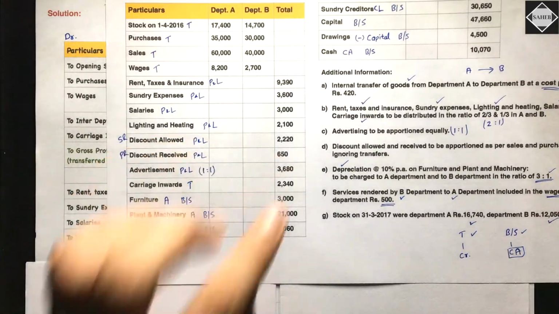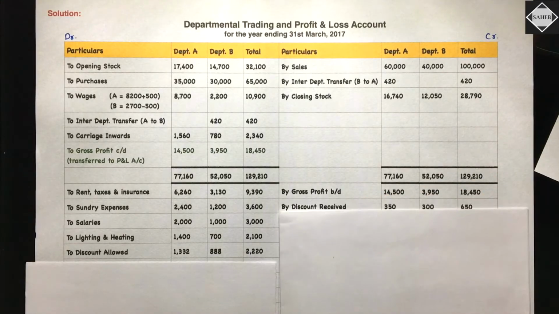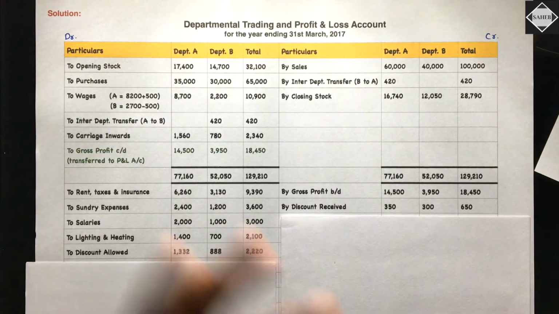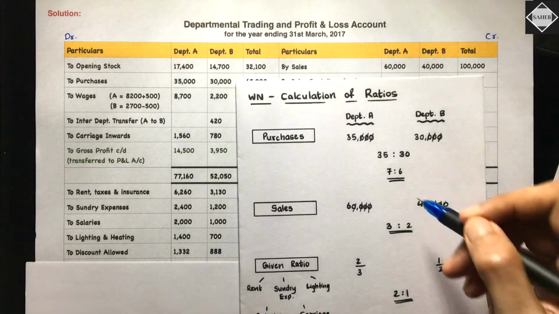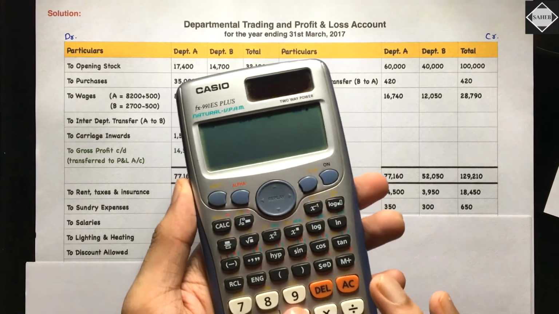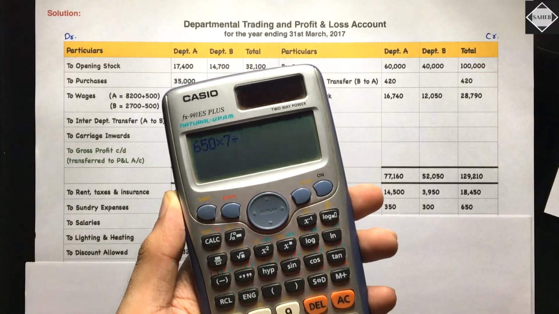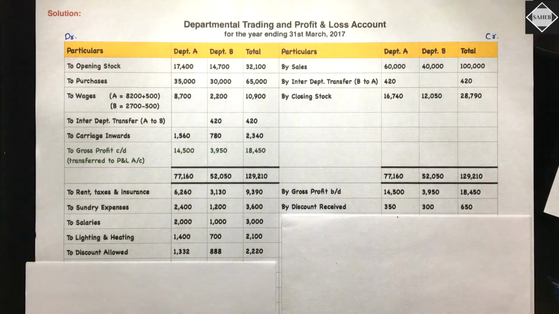Discount received next we have. Discount received 650 we have. Discount received will come on the credit side of the P&L because it's an income. See, 650 in which ratio? In purchase ratio, because we have got the discount from our suppliers. So what's the purchase ratio? Purchase ratio is 7:6, that's the simplified version. So see here, 650 into 7 divided by 13, isn't it? Yes, so that's equal to 350. And then 300 over here as a balancing figure. Is it clear? Simple.